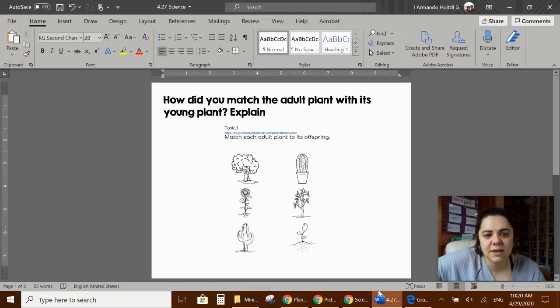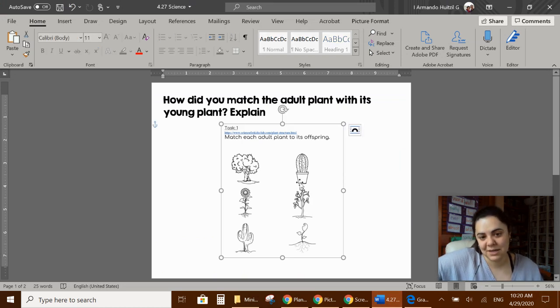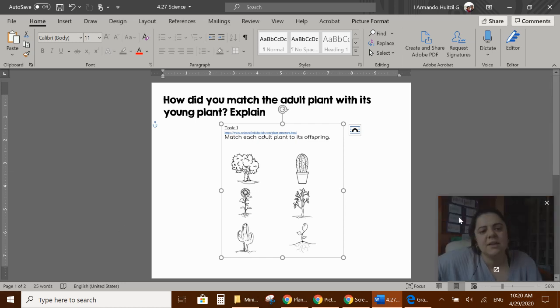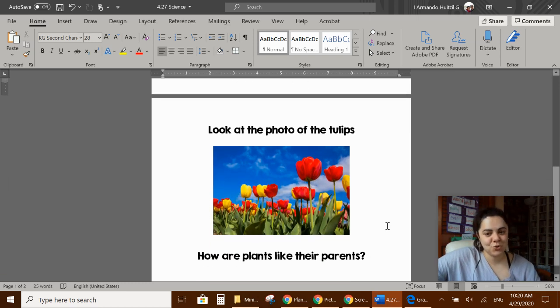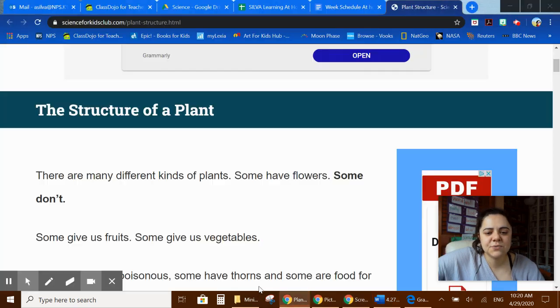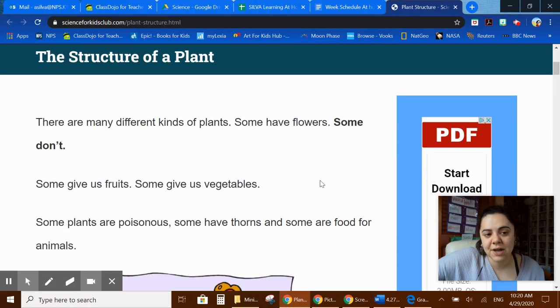And then we're going to think back to the work that we did on Monday. We did this, right? We matched the adult plants to the offspring, to their babies. So we have to think back to that. And then we're going to look at this picture of the tulips again and answer another question. So first, let's read a little bit here, the structure of a plant.